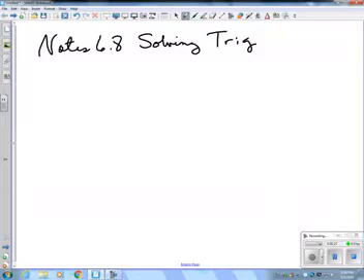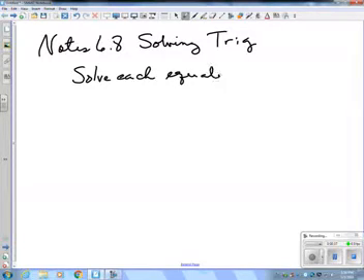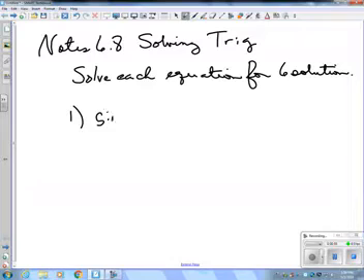So for example, it usually will say like solve each equation for 6 solutions, for example. And it'll start off with some really simple problems. For example, sine of theta equals a half.